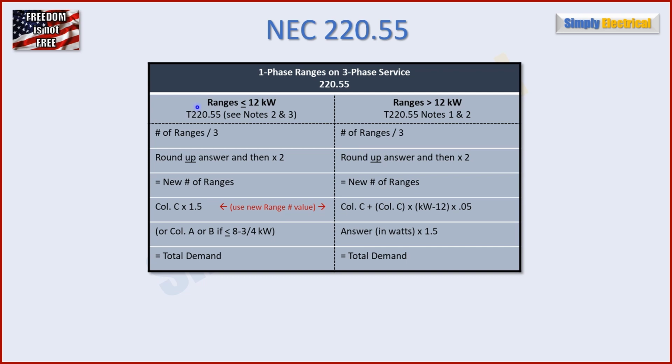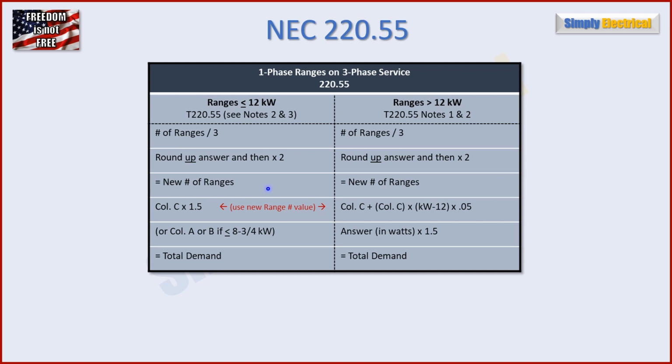Now looking at the left column first, this covers ranges at or below 12 kW. We take the number of ranges and divide by 3. We round up our answer if needed and multiply by 2. That gives us what you might call our single phase number of ranges. What we do with this number depends on our range sizes. Notes 2 and 3 of table 220.55 dictate how we apply them. The default I put into this formula is for ranges between 8 3/4 and 12 kW of equal rating.